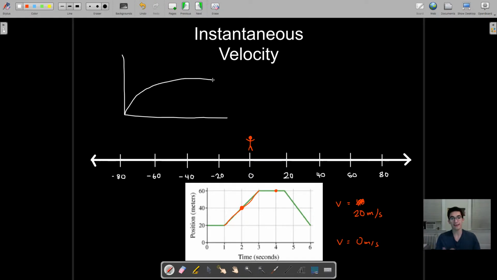How would we find the instantaneous velocity then? Because the slope of this line is constantly changing. What would we do? Got any ideas? Pause the video, think about it.